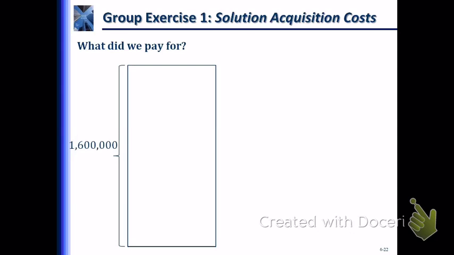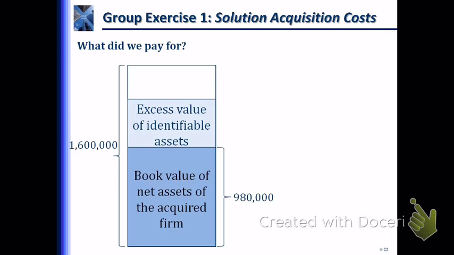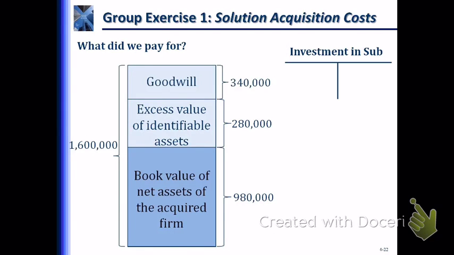Okay, so what did we pay for? We paid $1.6 million, so part of it was for the book value, $980. Part of it was for the excess value of the identifiables, which was $280. Part of it was goodwill, which was $340. And again, that together is $620.